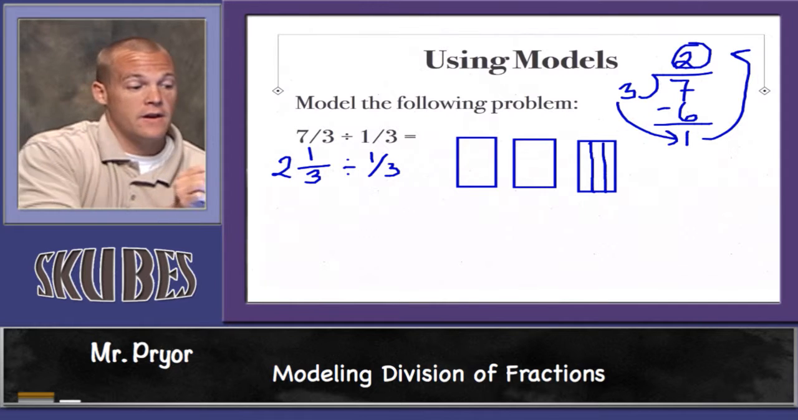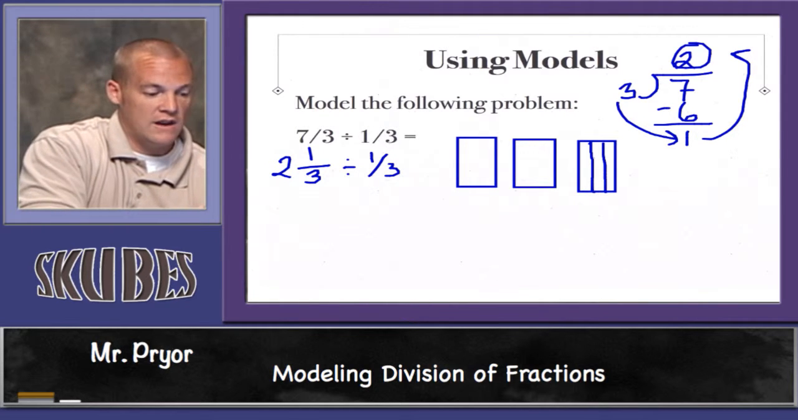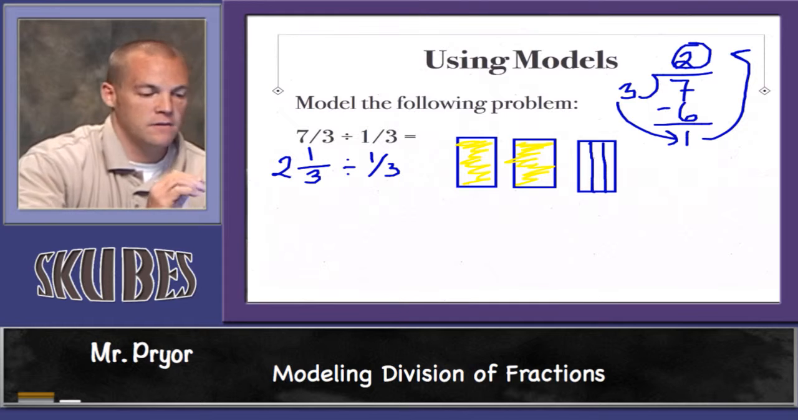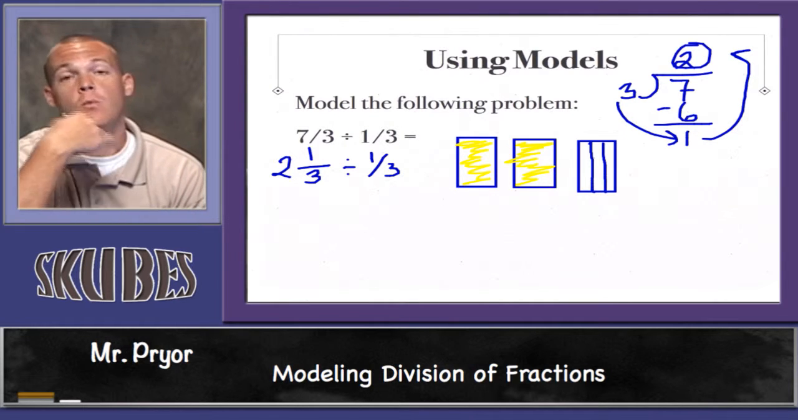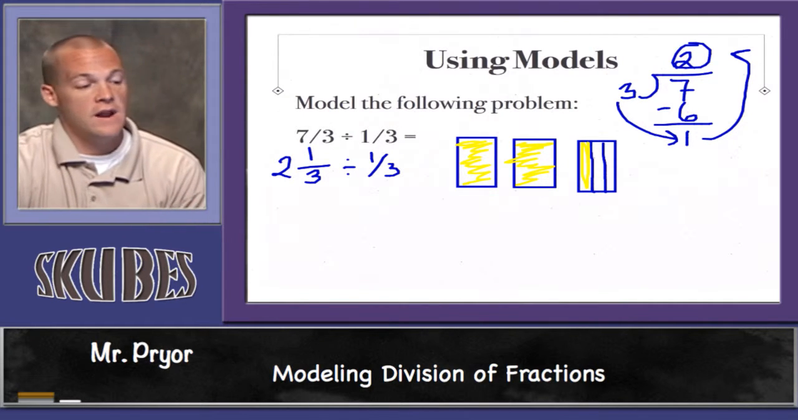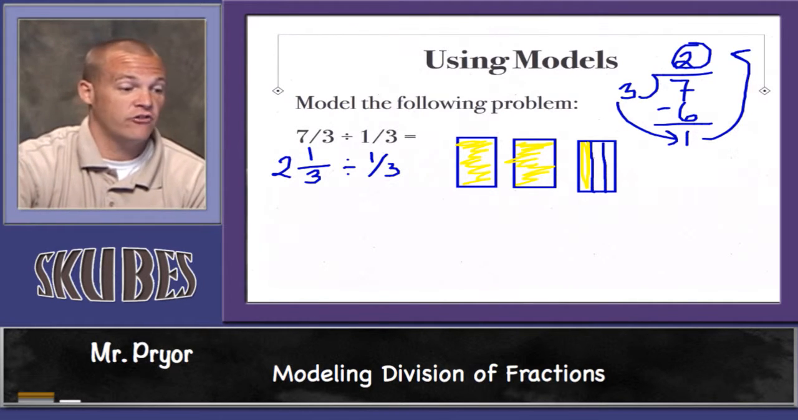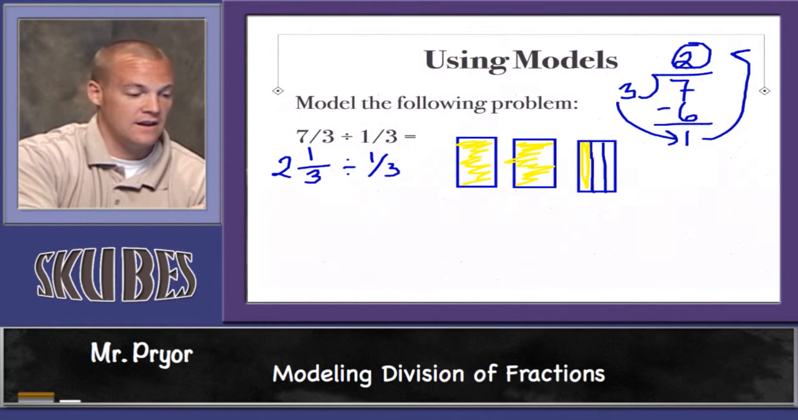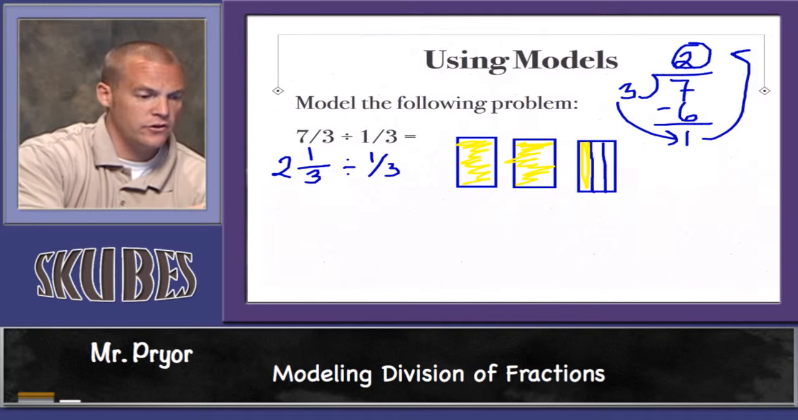That's 2. Now to model the 2, we usually use shading here. So I'm going to shade in. I'll use yellow. There's 1. There's 2. And then to model 1/3, you would just shade in 1 of the 3 bars. So that would be your 1. So now what they're asking us to do here is to actually take that model, 2 1/3, and to divide it into thirds. To do that, we're going to do something very similar here.